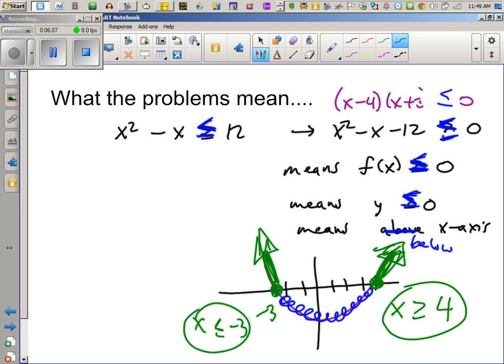So this will become more clear as I do examples, but every problem can be converted into a y is greater than 0 or a y is less than 0 problem. And then interpreted as either an above or a below type problem. And then answered using a domain. Okay.